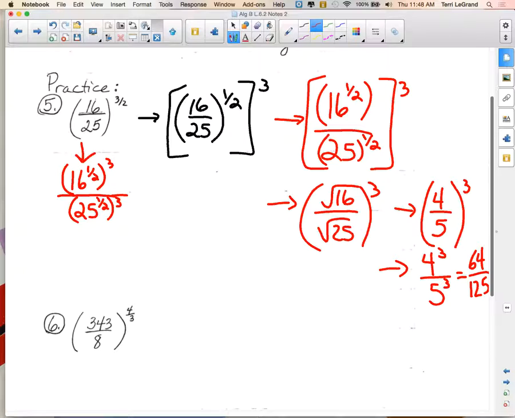125. Before I go and circle that and say that's my final answer, is it simplified? Can we simplify 64 over 125? Is there anything that goes into 64 that also goes into 125 other than 1? That won't get it. No? And how can we be certain?